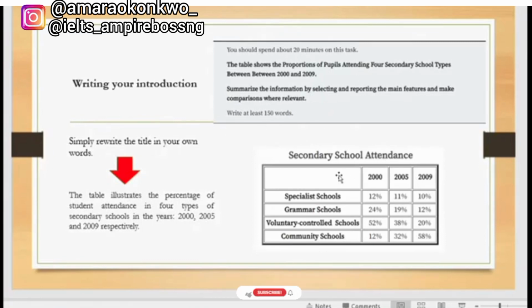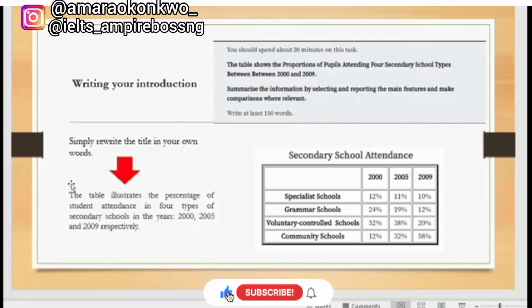Now, let's look at it again. The secondary school attendance in 3 years: 2000, 2005, 2009. We can see 4 schools: specialist schools, grammar schools, voluntary controlled schools, community schools. We can see that information is given in percentages. And then it says here, the table shows the proportion of pupils attending 4 secondary school types between 2000 and, there's an error here, between 2000 and 2009. Summarize information, selecting and reporting main features, make comparisons where relevant.